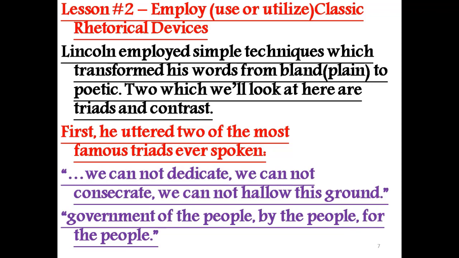And the second example of the triad: government of the people, by the people, for the people, which is a very famous quotation. You might have come across it, mostly from leaders and politicians. They use this to describe democracy: government of the people, by the people, for the people. So these are the triads, quoted most famously from Lincoln's address.